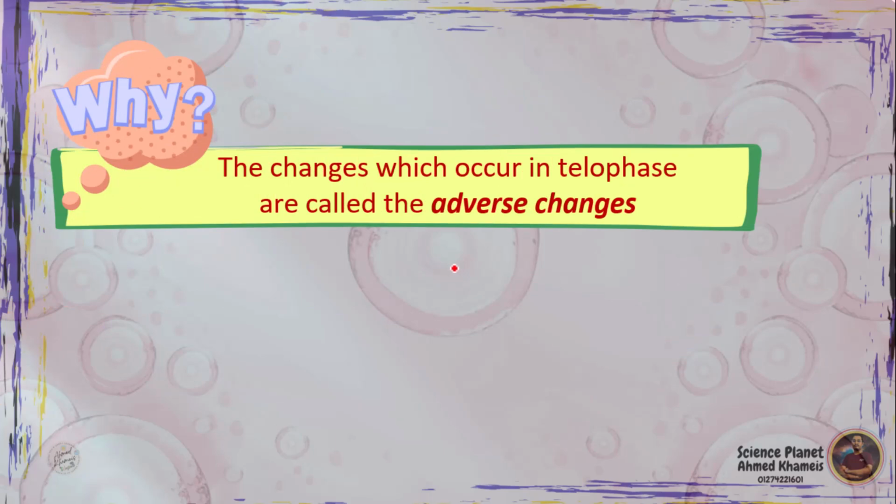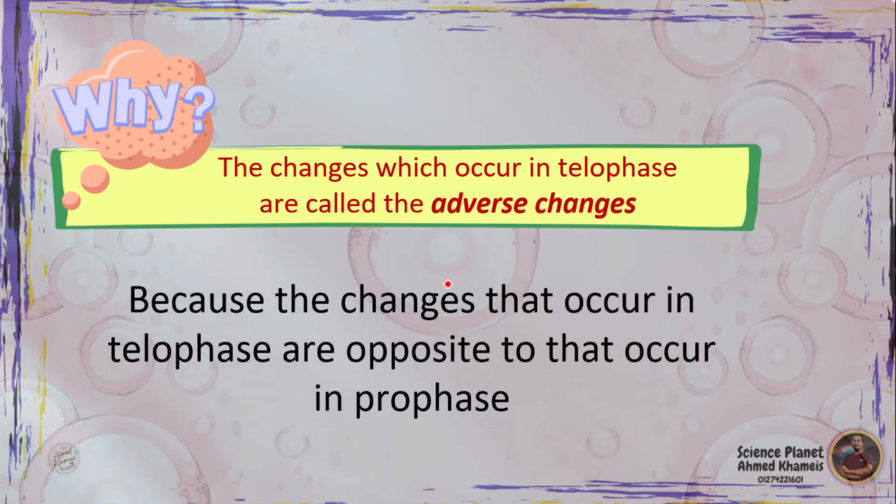So why are the changes which occur in telophase called reverse changes? As we mentioned, because the changes that occur in the telophase are opposite to the changes that occur in the prophase. So in the prophase, the spindle fibers appear, the chromatin reticulum changes into chromosomes, and the nuclear envelope disappears. And in the telophase, the chromosomes change into chromatin reticulum, the nuclear envelope returns, and the spindle fibers disappear.